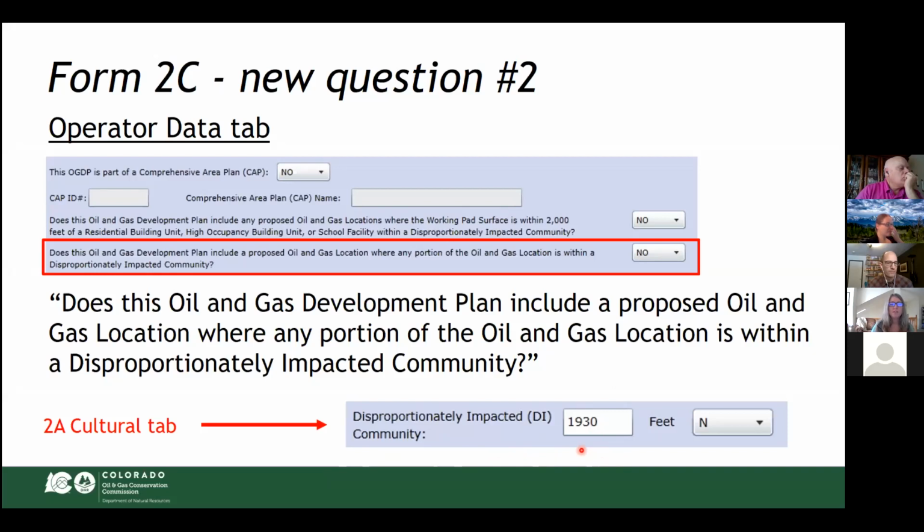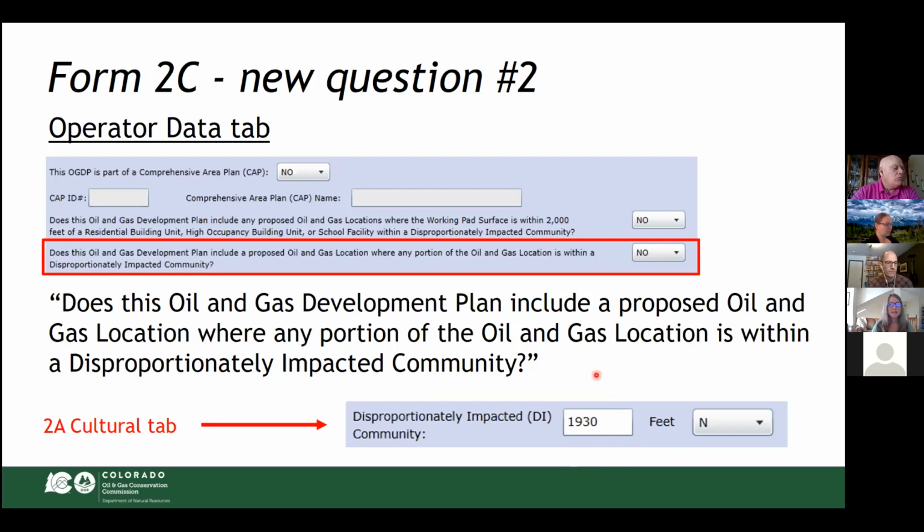Something to keep in mind here is that on the Form 2A, the measurement you provided in this box is actually measured to the working pad surface. The measurement we are looking for to answer this question is from the edge of the location itself. So that's going to include the entire disturbed area, which will include maybe your soil stockpiles or your stormwater controls, that sort of thing. So the numbers on your 2A in this box might not be exactly the exact number of the distance of the location to a disproportionately impacted community.